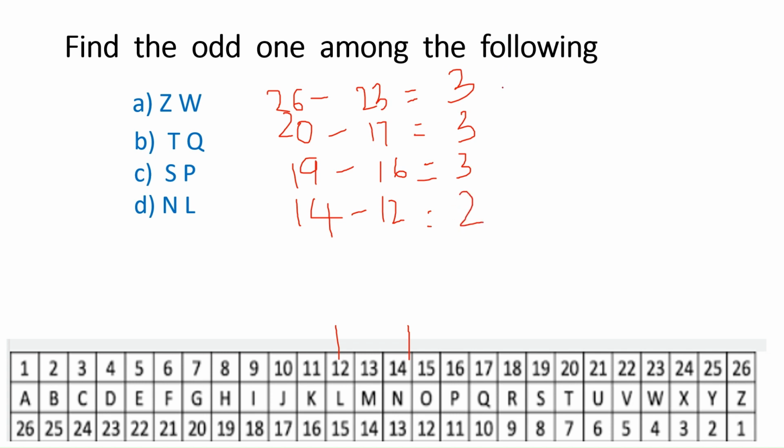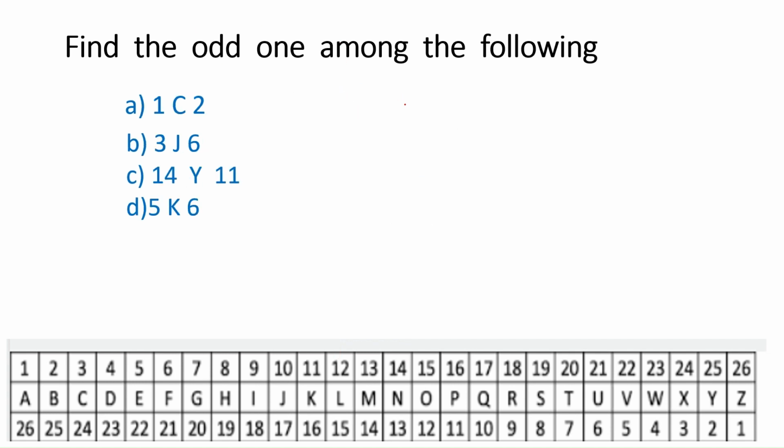So here three options are having the same answer, and option D is having a different one, that is 2. So the odd one among these is option D. I hope you're clear with this. So now let us move on to one more problem.